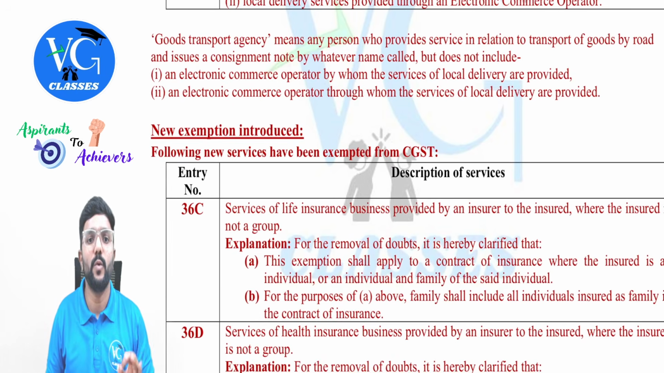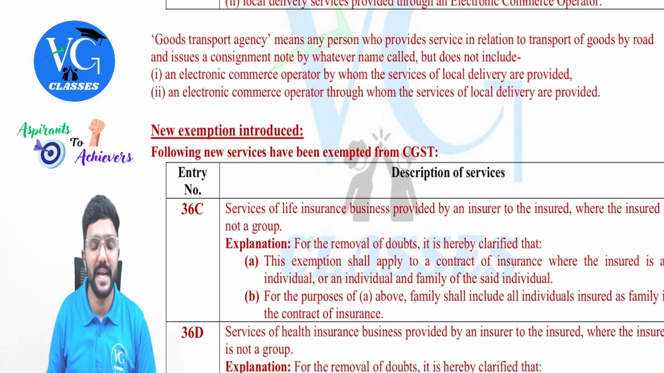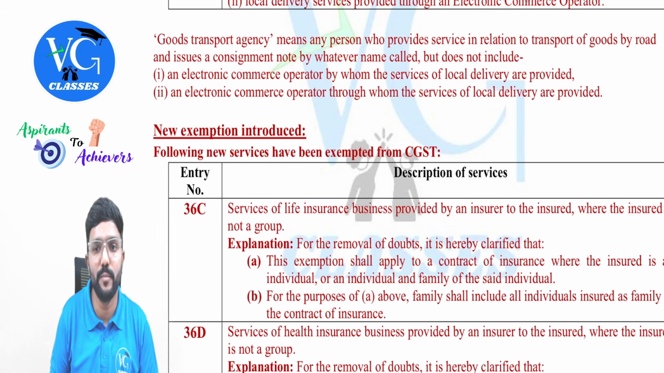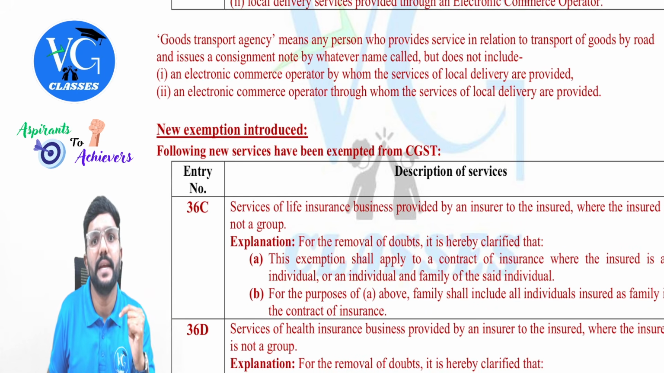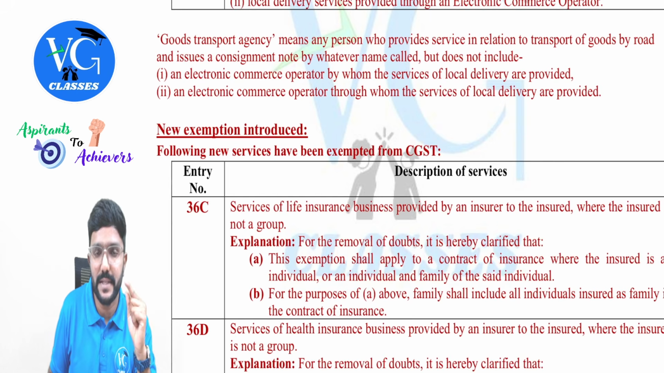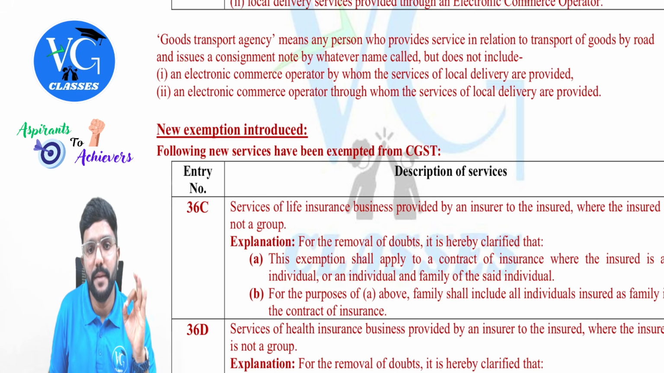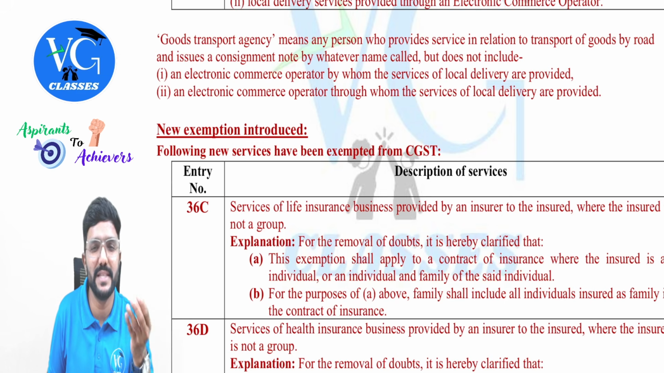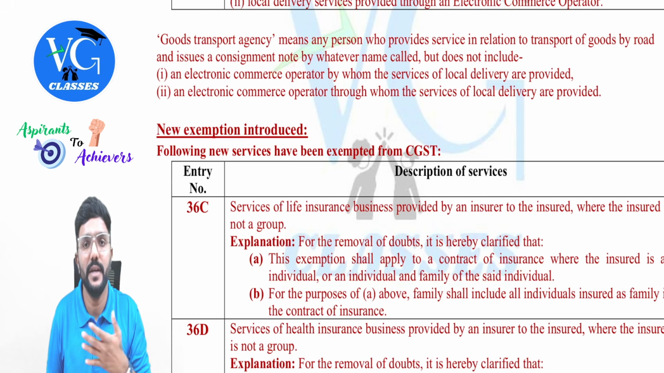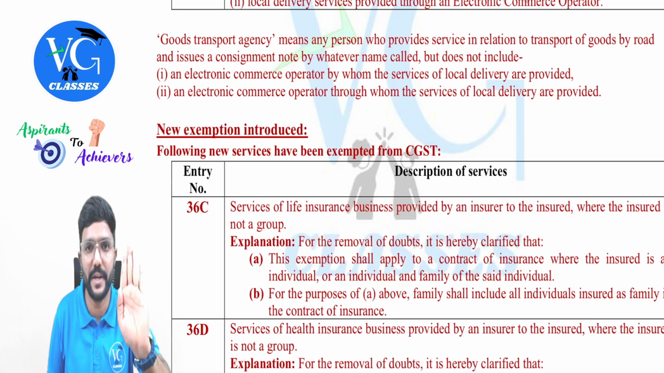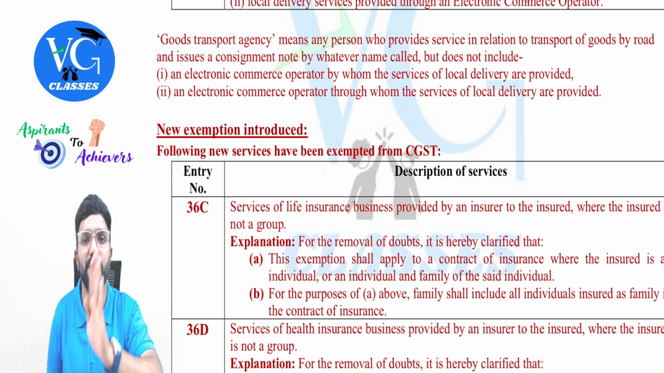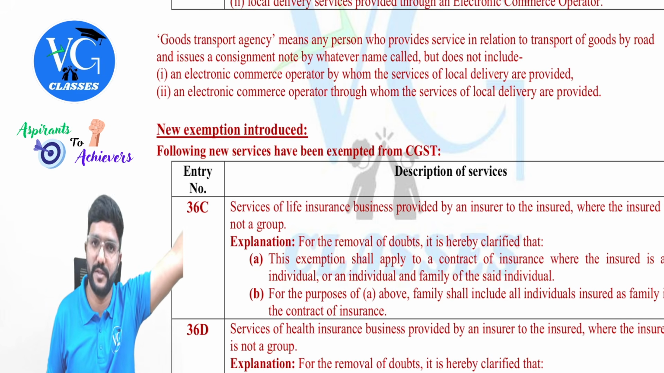Then they have also defined who is goods transportation agency, guys. GTA. This will have impact for both exemption as well as the RCM part, because even RCM covers GTA. First item. Yes. GTA means any person who provides service in relation to transport of goods by road and issues a consignment note. Consignment note means it is just like a receipt, guys, where the transporter, once he has received the goods, he will give a receipt telling, yes, I have received so many goods, so much quantity of goods on so and so date, it will be delivered to so and so address.